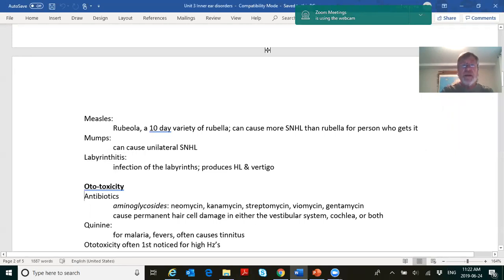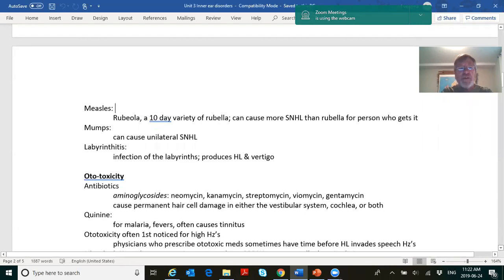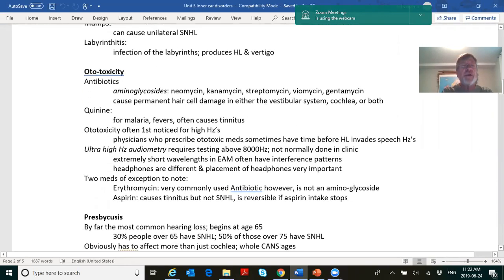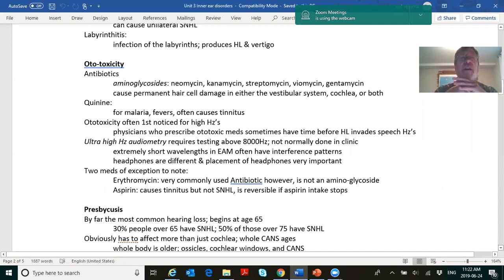Ototoxicity. Oto, ear, toxic, poison. Now, put a star by this one. Aminoglycosides. Make sure you know how to spell it. These are particular antibiotics. Not all antibiotics are aminoglycosides. Aminoglycosides happen to be one type of antibiotic that happens to be ototoxic.